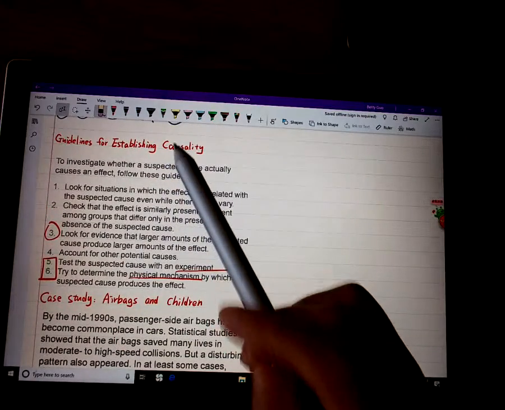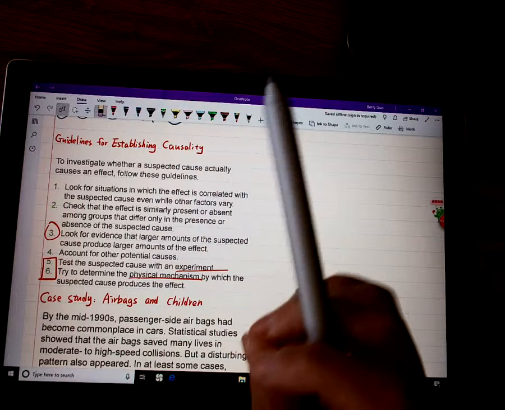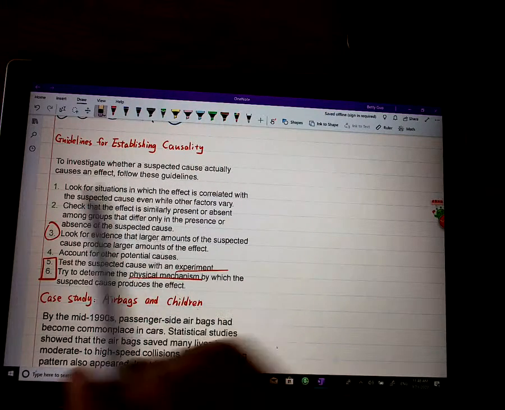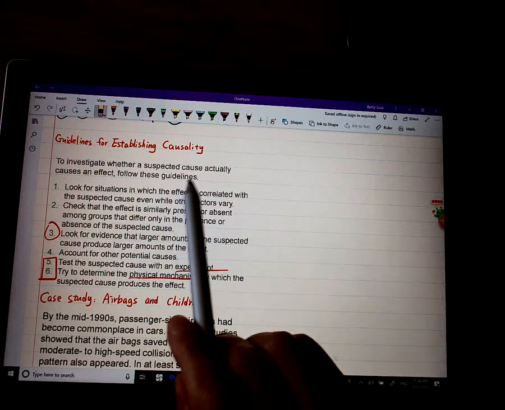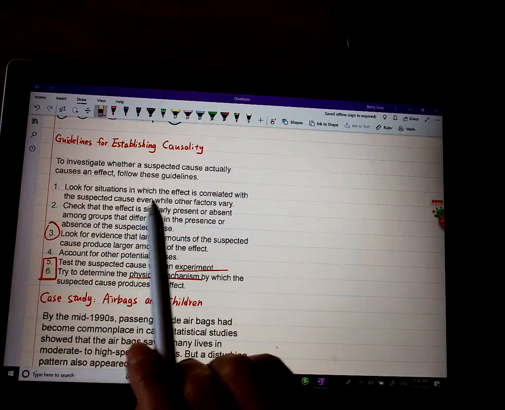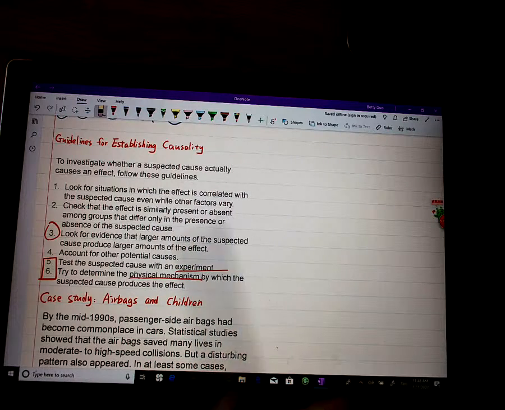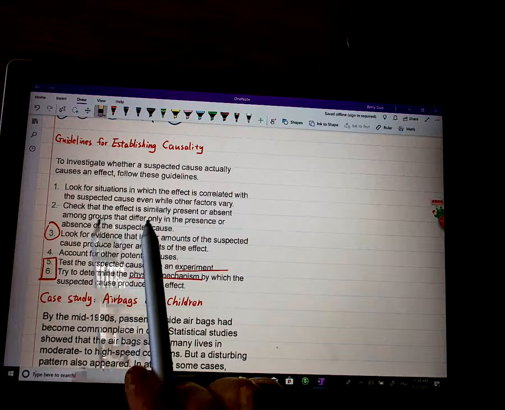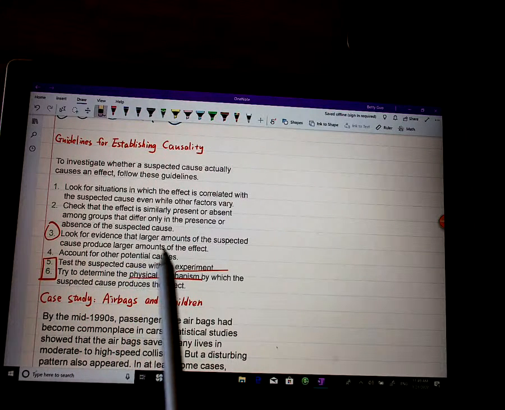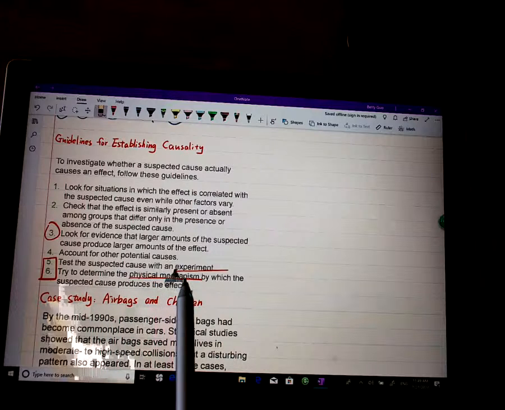Then how do you know if it's not case 1 or case 2? How do we establish the causality between the two variables? If you want to establish causality, we have a guideline here, 6 steps to investigate whether a suspected cause actually causes an effect. Follow these guidelines. Number 1, look for situations in which the effect is correlated with the suspected cause, even while other factors vary. Number 2, check that the effect is similar among groups that differ only in the presence of the suspected cause. Number 3, look for evidence that larger amounts of the suspected cause produce larger effects. Number 4, test the suspected cause with an experiment. We talked about experiments before, right?